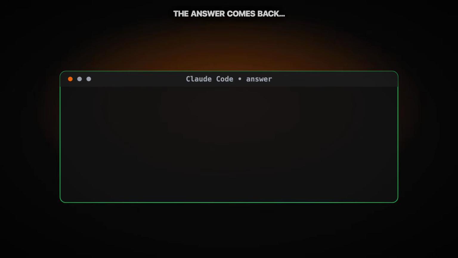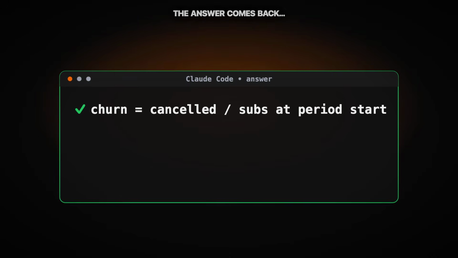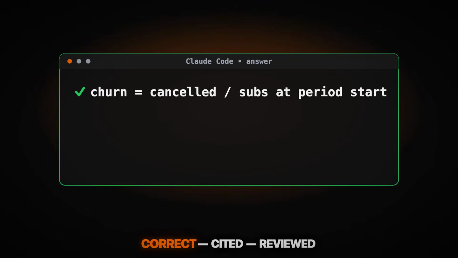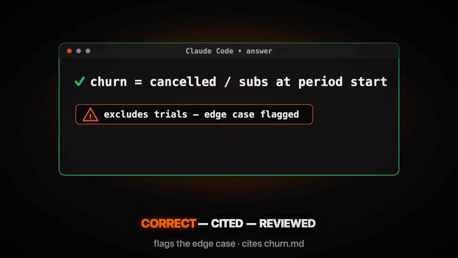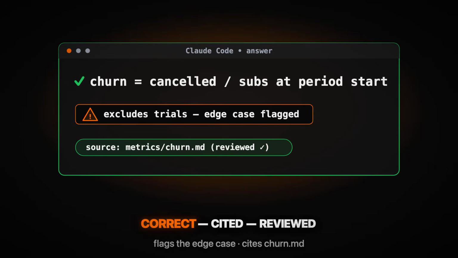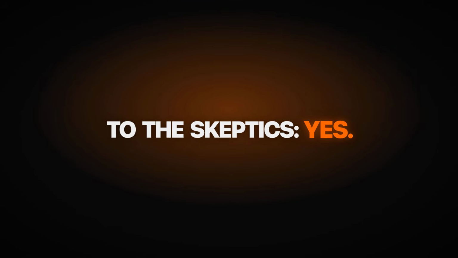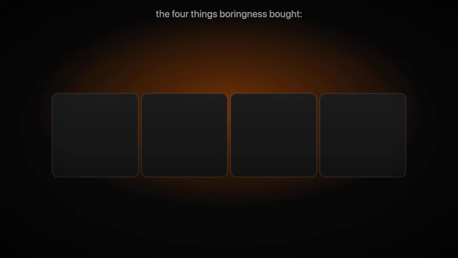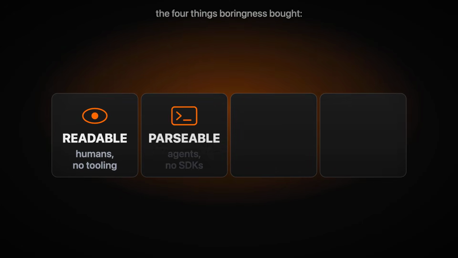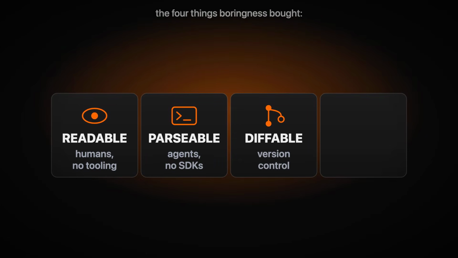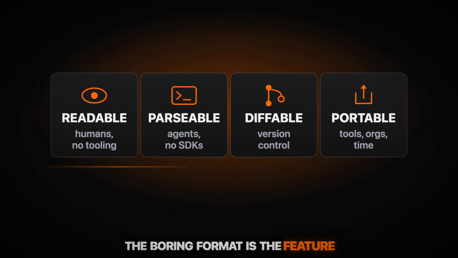And the answer comes back. Canceled subscriptions divided by subscriptions at period start. The correct formula. It flags the edge case. It cites the file it read, a file your finance team approved in a pull request. So, to the Hacker News skeptics, yes, Markdown with YAML front matter. Please, applause. Because the boringness bought exactly 4 things: readable by humans, parsable by agents, diffable in Git, portable across tools and time. The boring format is the feature.